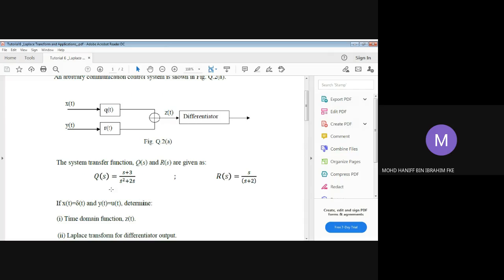Then if x(t) is given to be a delta(t), and y(t) is equal to u(t), you need to determine these parameters. The first one is to find z(t). You need to find the addition of the outputs of the systems q(t) and r(t), so you need to understand the relationship between the input x(t), the systems q(t), y(t), and r(t).